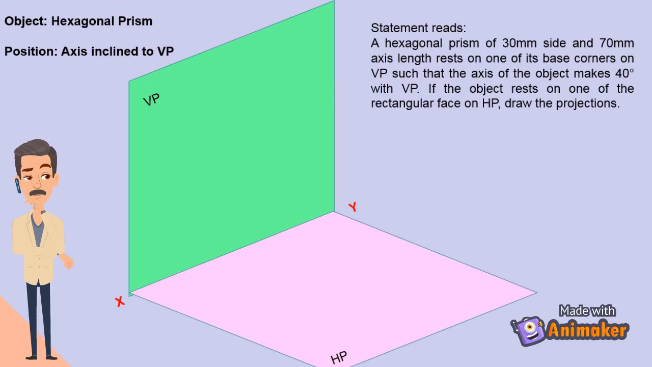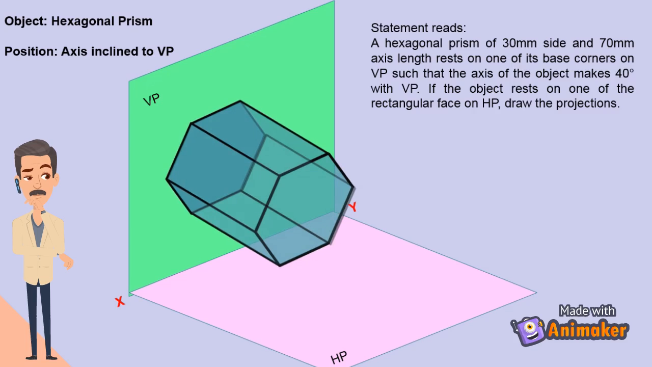In the earlier illustration, we took advantage of no statement being provided about the distance of the object from HP. Refer to the previous video. We cannot take that advantage over here. During the earlier discussion, we randomly selected the position of the object at some x distance above HP, as shown here. This problem statement reads that the object is inclined at an angle with one base corner lying on the VP.